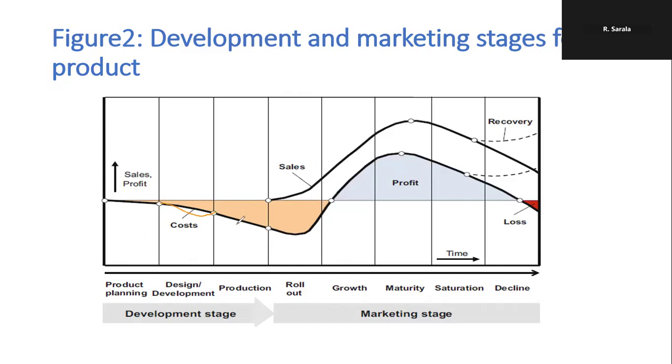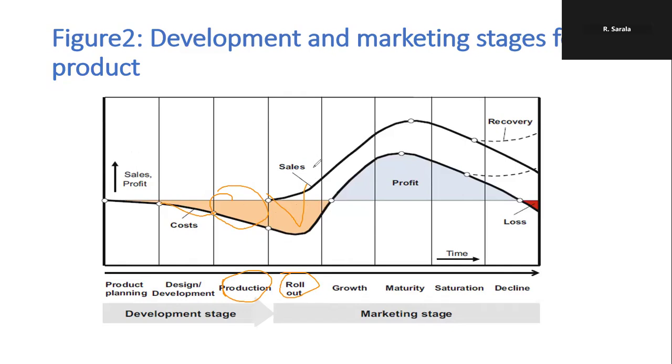Next, we are in the stage of production. In the production also the graph is somewhat high, right? Here we are spending some amount of money. Here we are not getting any profit, we are not getting any loss, we are not getting any sale also. Then once the production stage is completed, we will roll out into the market.